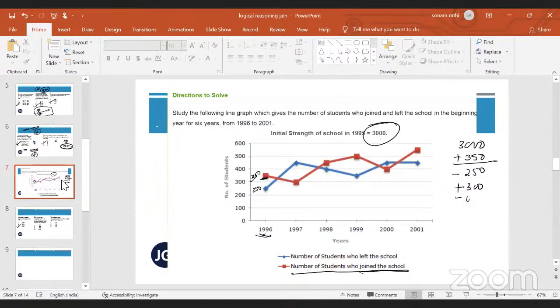minus 450, plus 450, minus 400, and then plus 500 and minus 350. You have to do this, then only you will get the answer. In 1999: how many joining, how many leaving, how many joining, how many leaving. Initial strength is given to you. That's it.